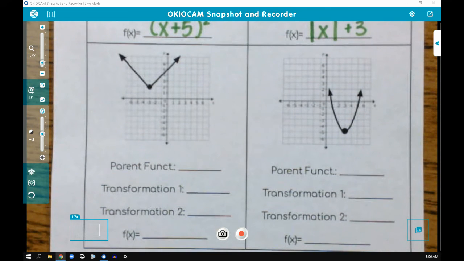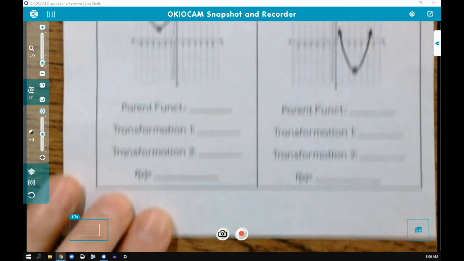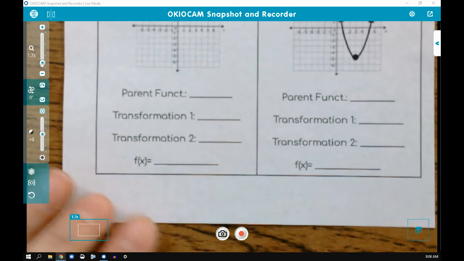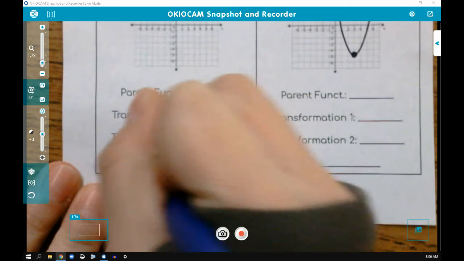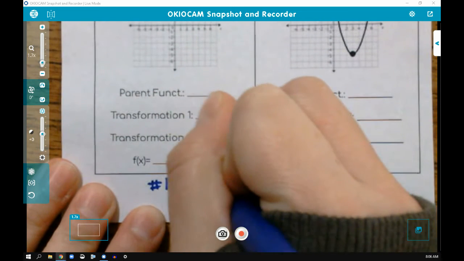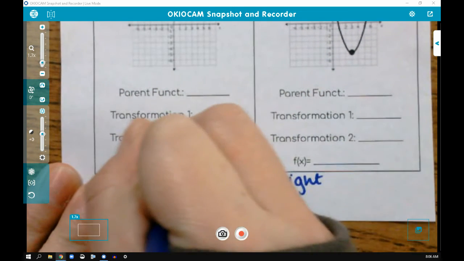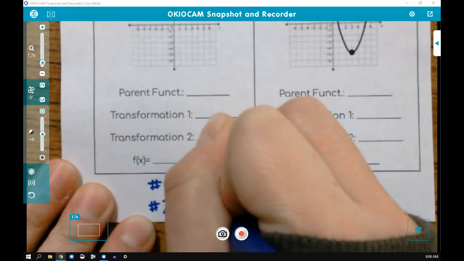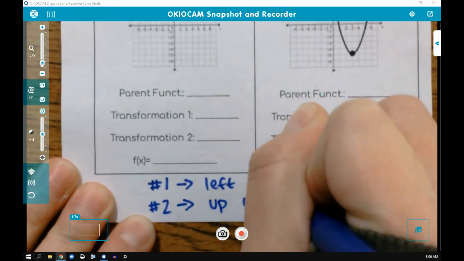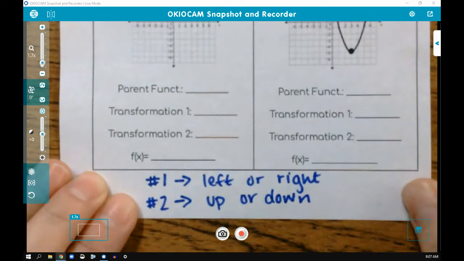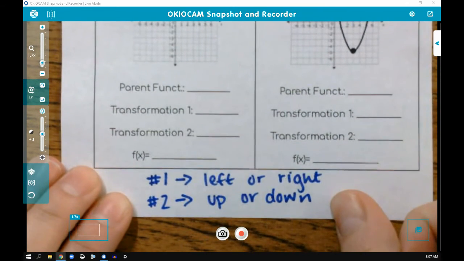both go left or right and up or down. Here is my helpful hint for you. Always do left or right first, then do up or down. So if down at the bottom there's not a place to write this, I'm going to write it down at the bottom. So I'm going to say number 1. So for transformation 1, do left or right. Transformation number 2, do up or down. It's going to make your life easier because left or right goes inside and up or down goes outside.